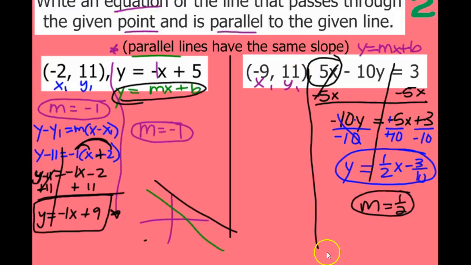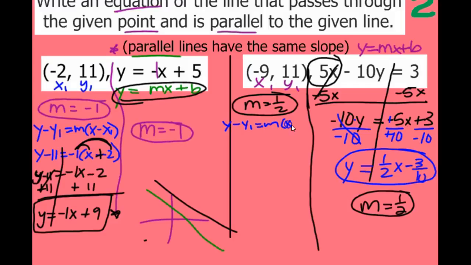Now we need a second equation. We'll move this over just a tiny bit. With our slope, that's 1/2, and it goes through this point, negative 9, 11. So I'm going to use my point slope form. y minus y1 equals our slope times x minus x1, and plug it all in. So y minus y1, which is 11, equals our slope, which is 1/2, times x minus a negative 9. Those two negatives make a positive.